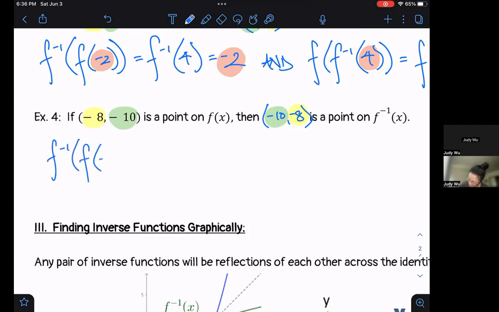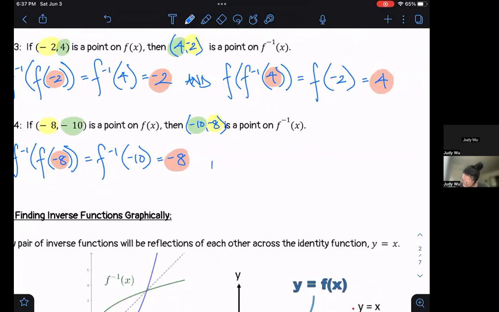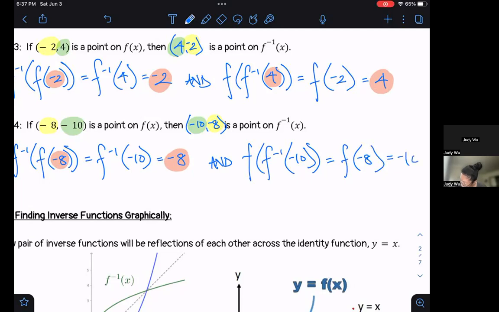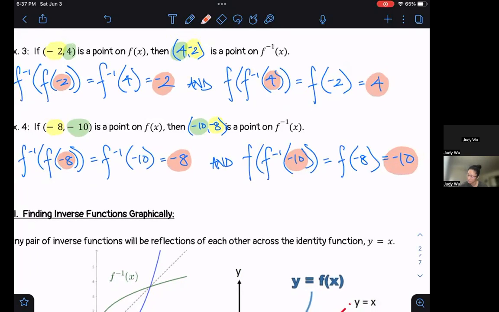Inverse of f of negative 8 equals inverse of negative 10, which is negative 8. All right, that works. I put in negative 8, I compose them, I get negative 8 out. And now the other way, f of f inverse of negative 10, which is f of negative 8, which is negative 10. I put in negative 10, I leave with negative 10.